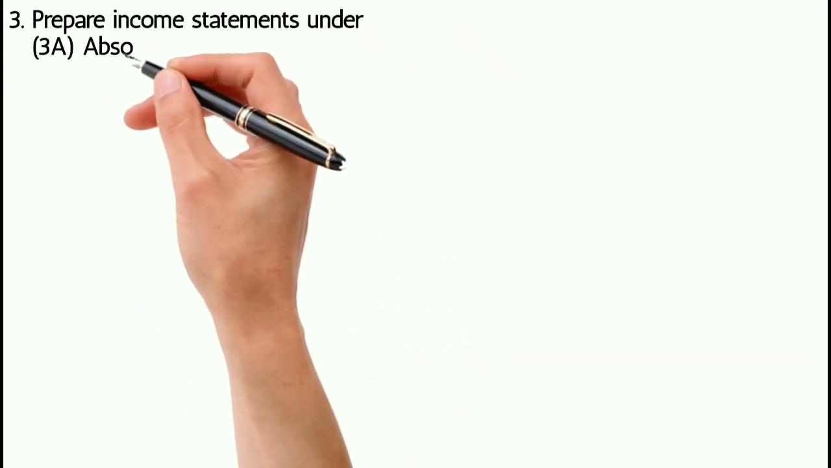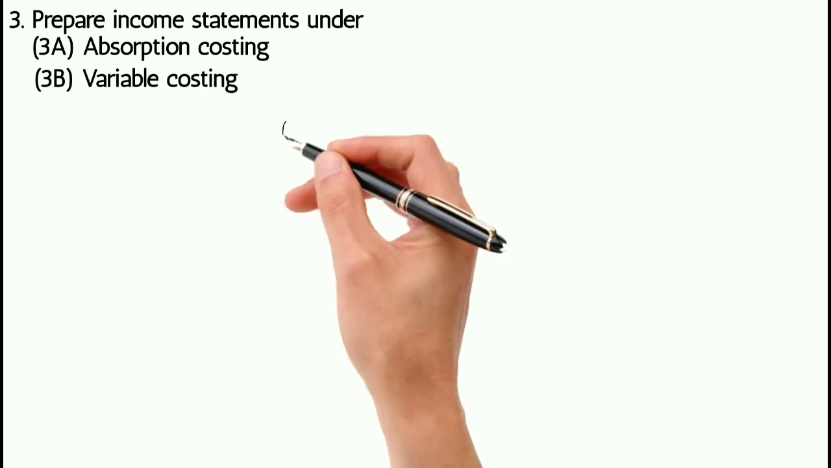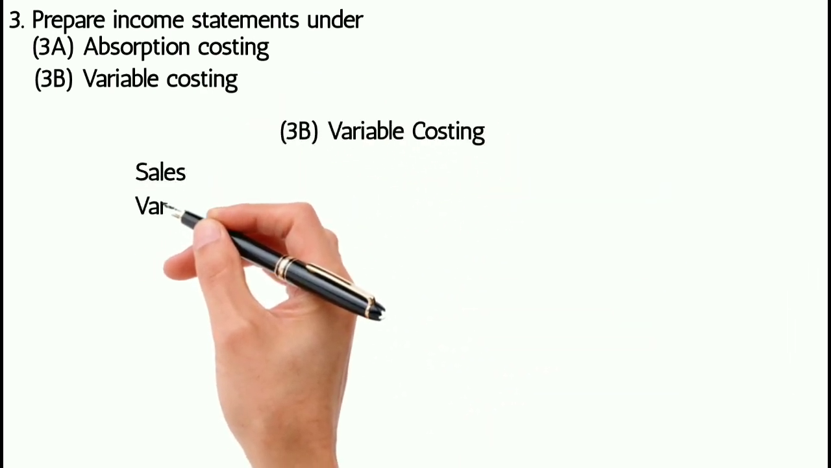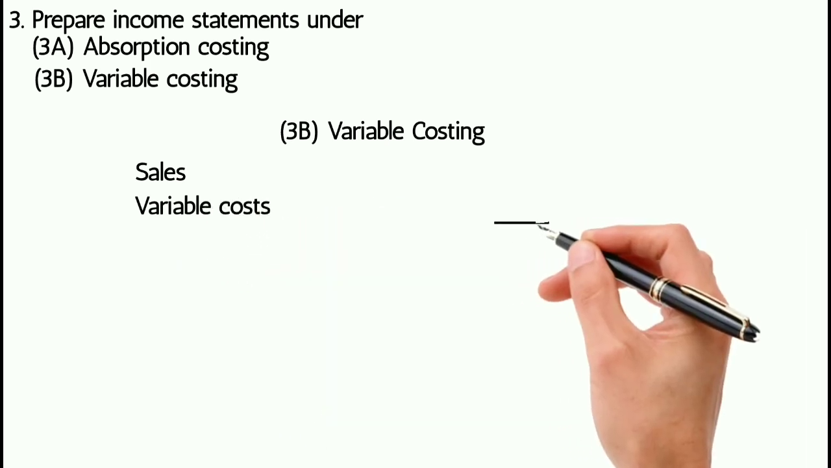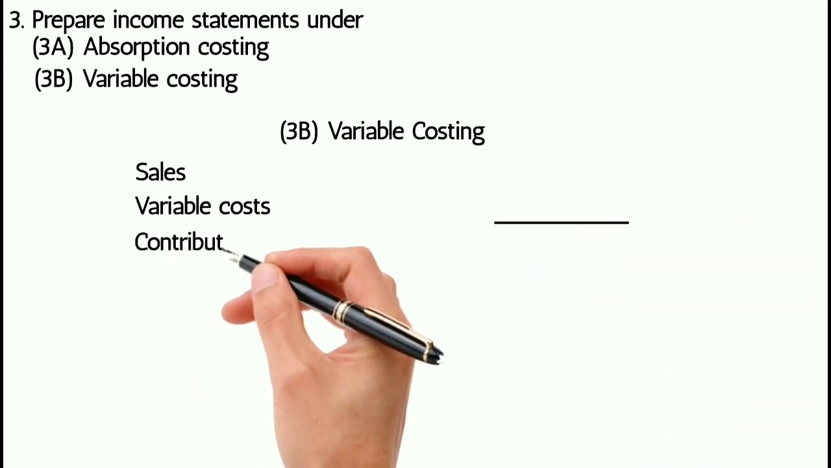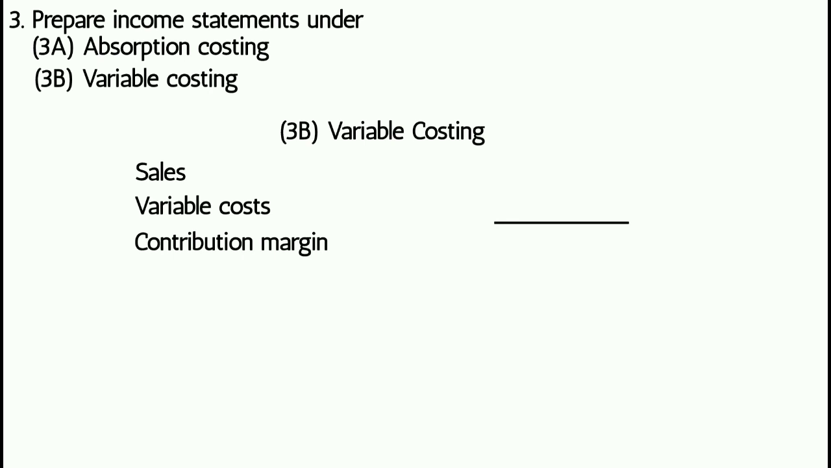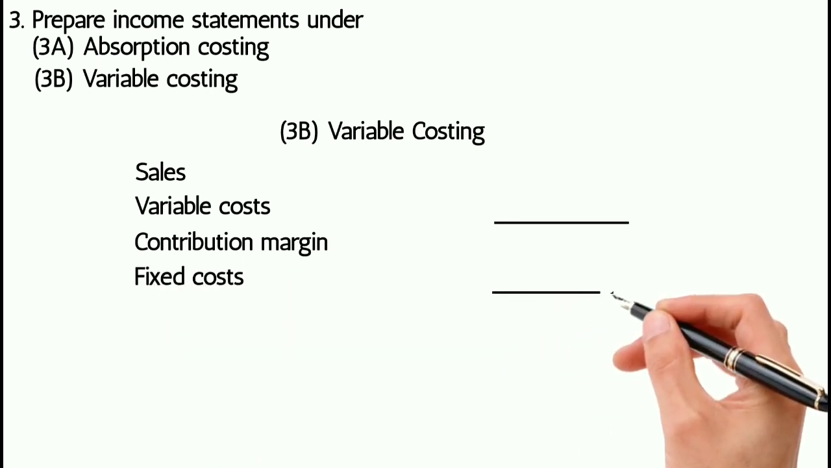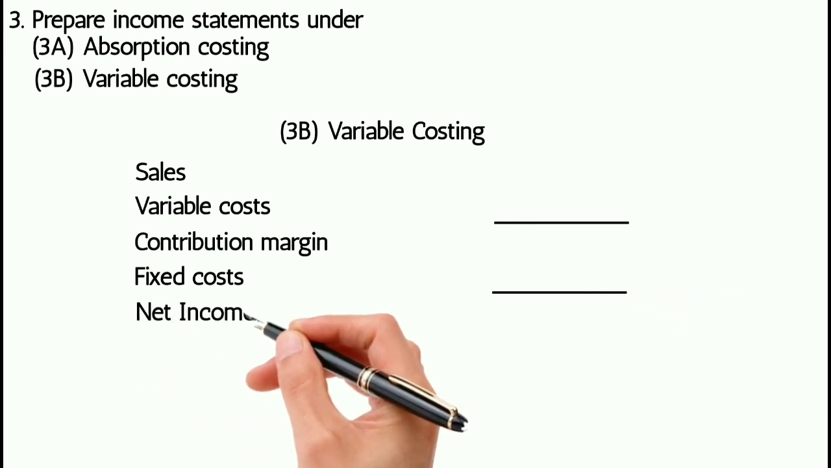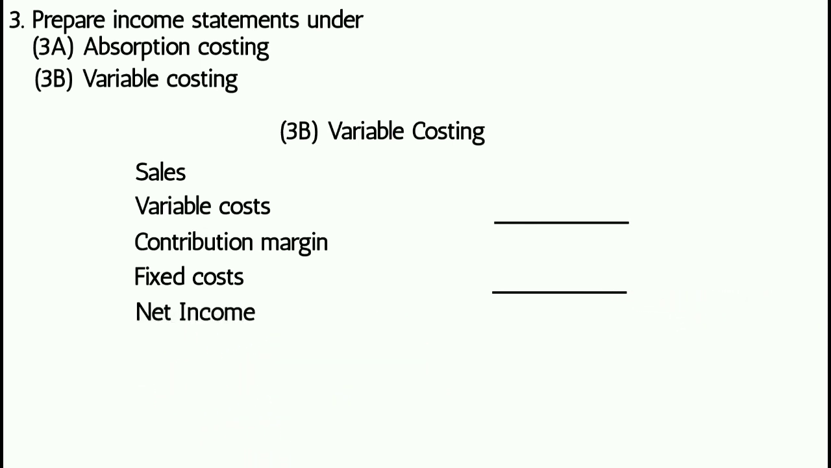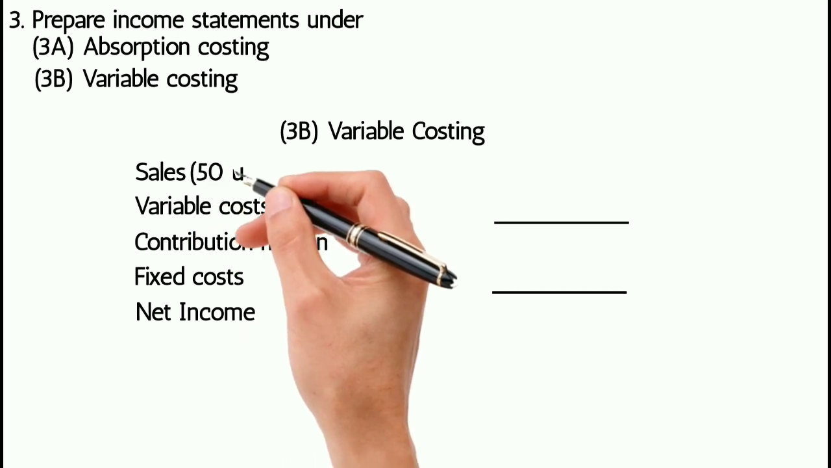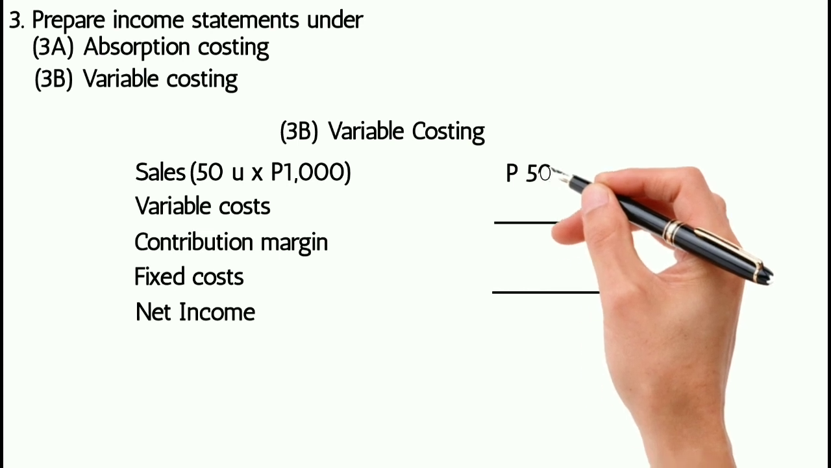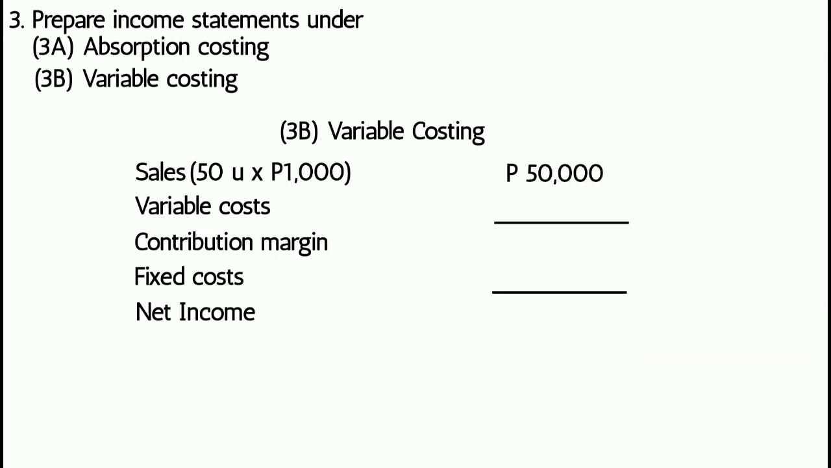Next, i-compute naman natin yung net income under variable costing. Sales minus variable cost, that is equal to contribution margin. Contribution margin minus fixed cost, that is equal to net income. Yung sales, na-compute na natin yan kanina, 50 units times 1,000 pesos. That is equal to 50,000 pesos.